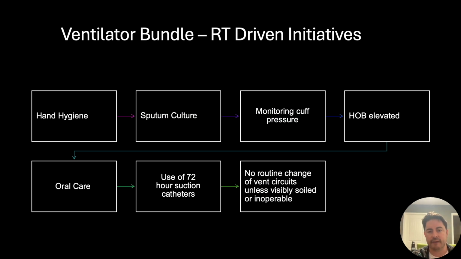So when we look at the ventilator bundle, these are RT initiatives to help prevent ventilator-associated pneumonia. The number one thing that you can do, and this is 100% preventable, is hand hygiene. Are you foaming in? Are you foaming out? Are you doing a full wash at the beginning of your shift, after you have gone to lunch, or maybe stepped outside for some reason? Make sure we are washing our hands to prevent any bacteria getting to your patient through lack of hand hygiene.